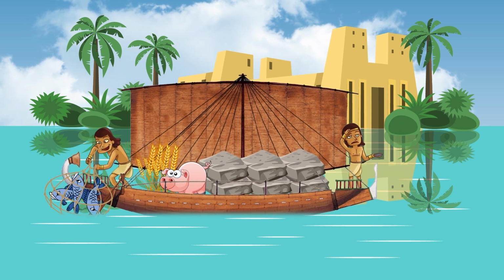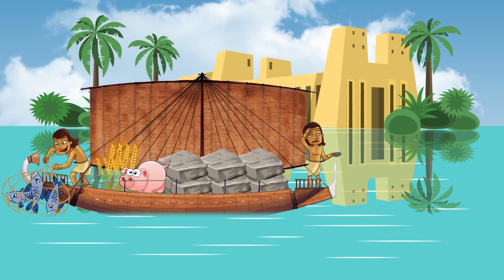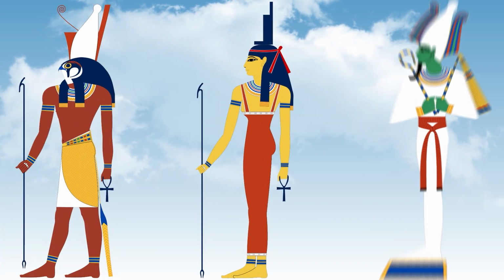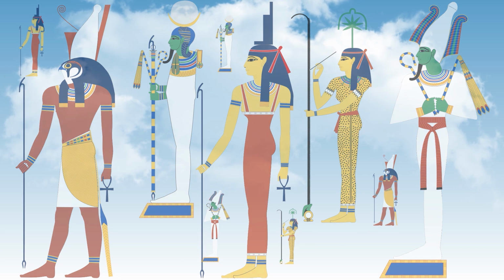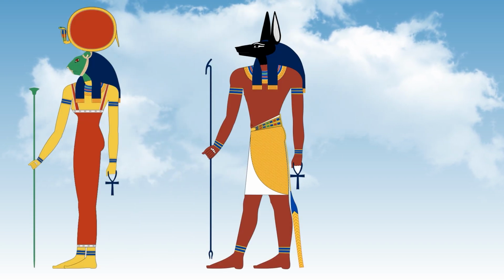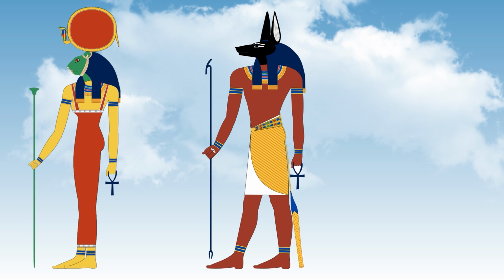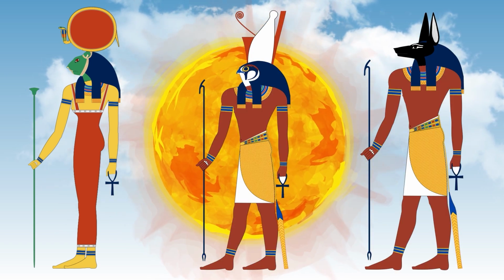All of this was why the Nile was considered to be a god. Actually, ancient Egyptians had hundreds of gods. Some had a human's body and an animal's head, like goddess Bastet, who had a lion's head, or god Anubis and his jackal head. But the most important of all was Ra, god of sun, who had a falcon's head.